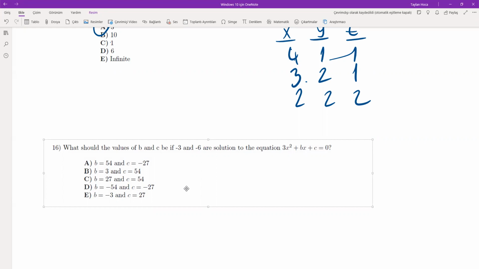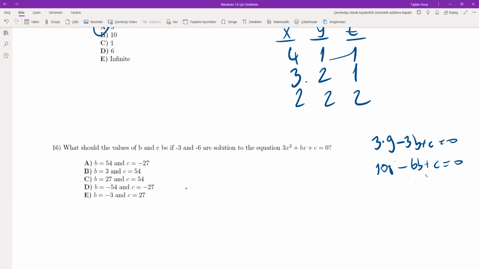What should the values of B and C be if -3 and -6 are solutions to the equation 3x squared plus bx plus c? I showed that to my students a lot. I included that in my simulations. So many of you would say, I would plug them in. So -3, -6. So, you would have to solve equations like this. 3 times 9 minus 3b plus c is 0. And in the second one, 3 times 36 is 108 minus 6b plus c is 0. You would solve this and proceed like this.